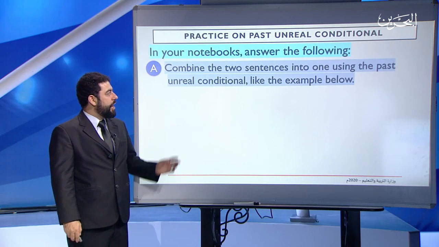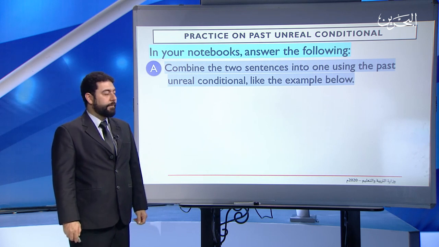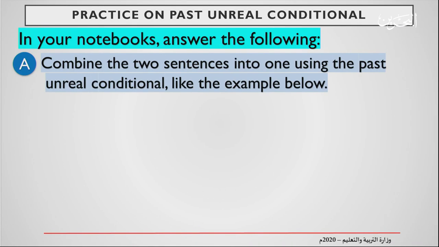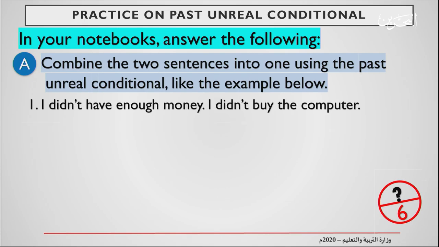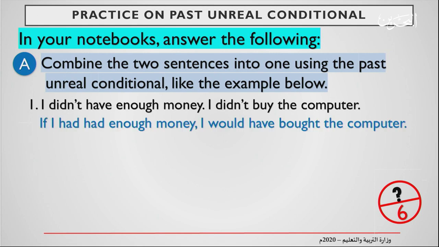Now let's jump to task number 4. So, in your notebooks, answer the following. Question A. Combine the two sentences into one using the past unreal conditional, like the example below. And you have a mark of 6. Number 1. I didn't have enough money. This is the first sentence. I didn't buy the computer. Second sentence. Now, your task is to combine the first one to the second one using the past unreal conditional, like the model answer.